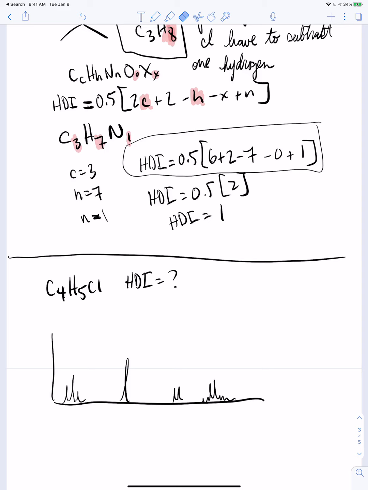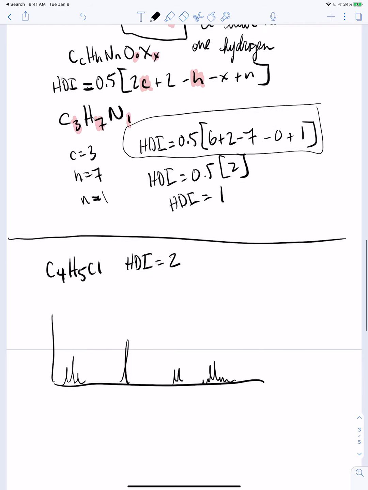What would it be? It seems like it would be something really extreme here. And then you would use that to deduce what's going on. C4, that should be H10, but it's actually H6. So I think your HDI for this would be equal to 2, if I did that right in my head. I'm trying to think if you can even have a molecule like that. But it reduces the number of possible structures you could have.